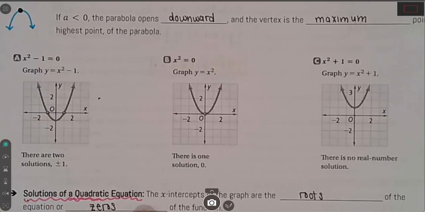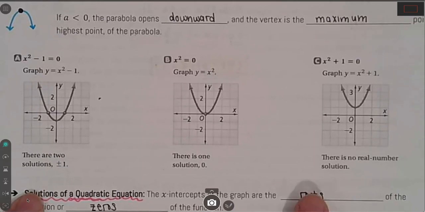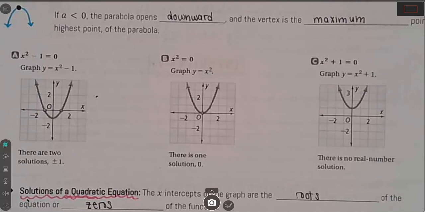Solutions of a quadratic equation: the x-intercepts of the graph are the roots of the equation or the zeros of the function. So solutions, roots, and zeros, those all mean the same thing.